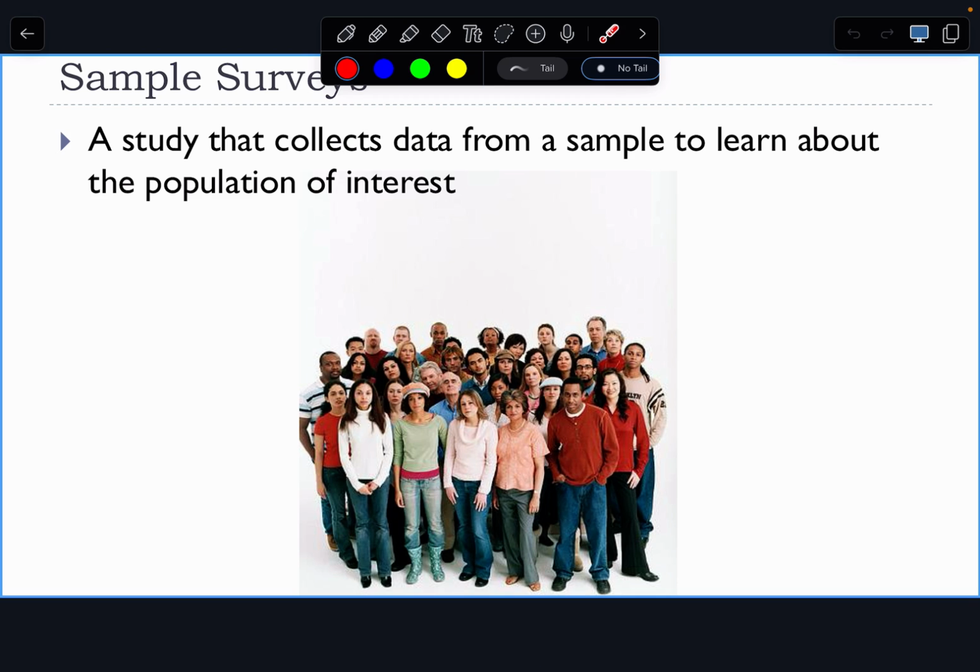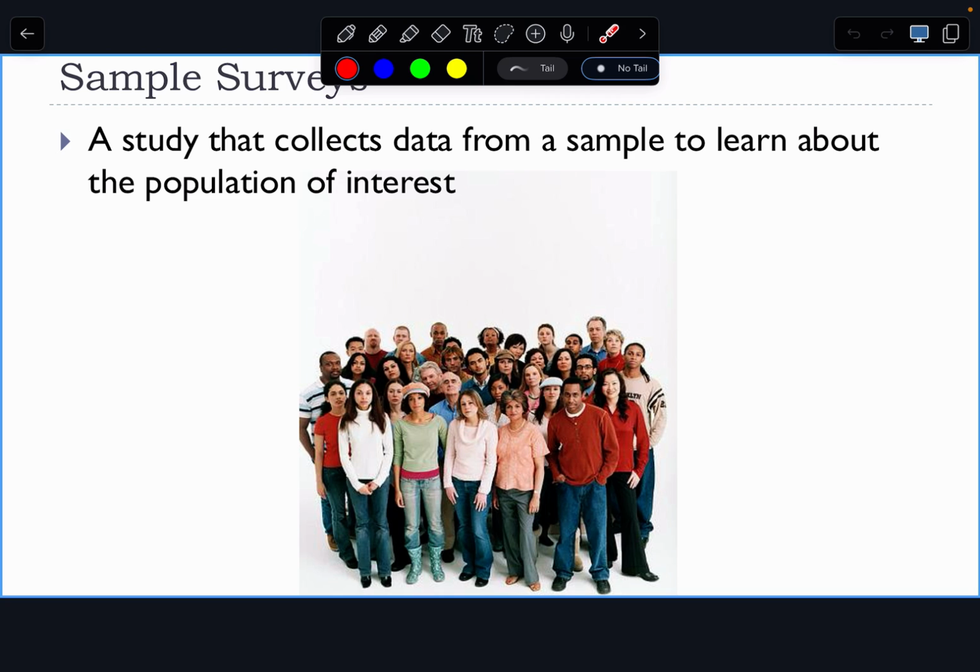So sample surveys are not very extravagant in the way they're set up. It's literally just, I have these questions I want answered. I have this population that I'm interested in. I'm going to go gather a sample from that population, measure the results of my questions, and then I compile the results. Okay, and that's really all that is.